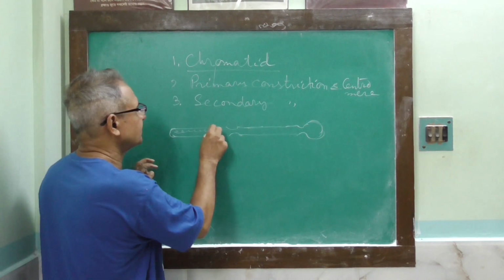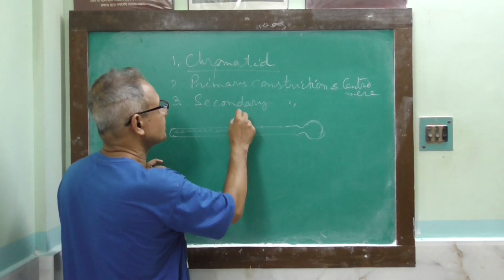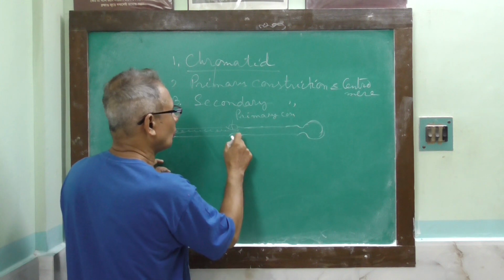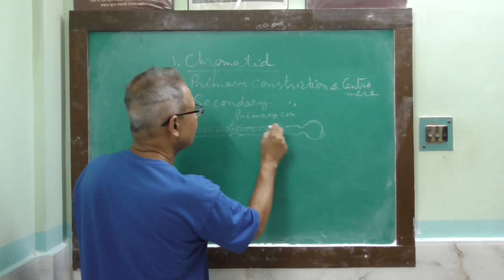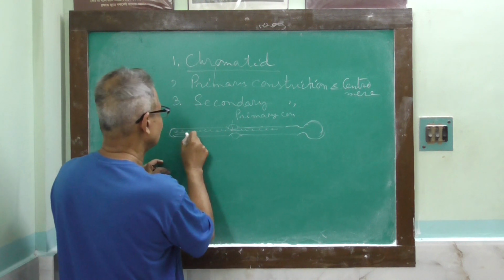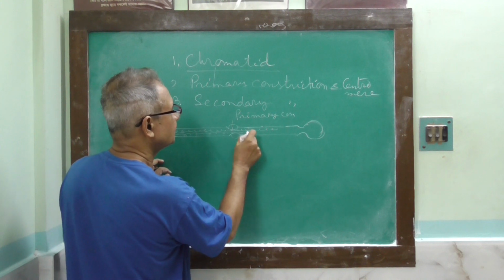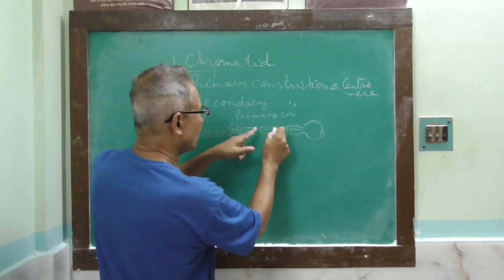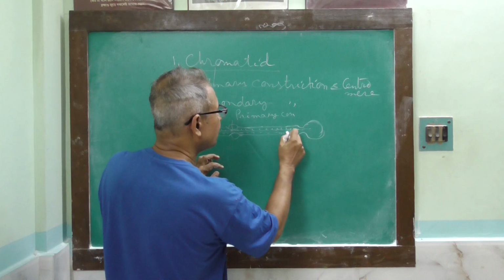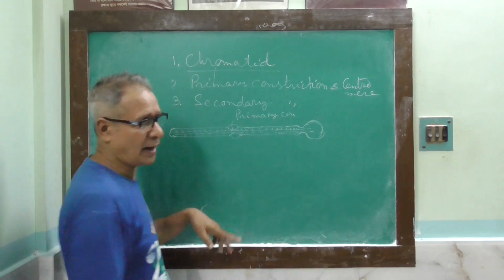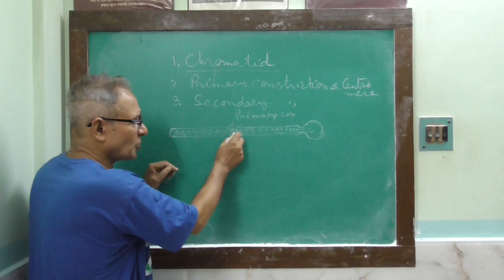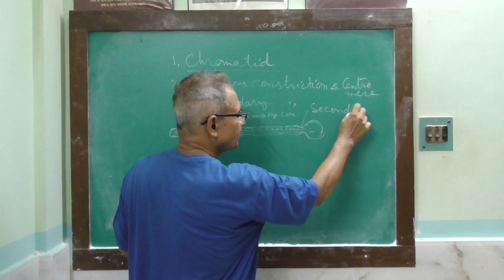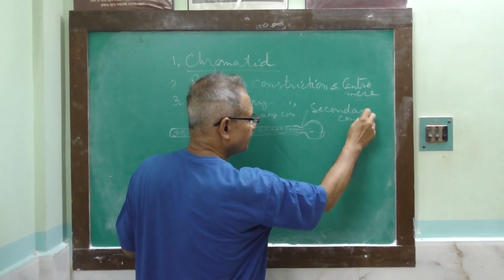These are the chromatids. Primary constriction, kinetochore. Here the centromere, the chromatid, two chromatids. These are the coiled structures which are mainly regarded as chromomeres. So this is the primary constriction, and there is another constriction, the secondary constriction.